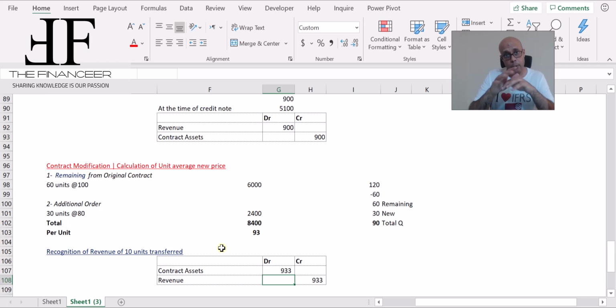Okay? Now, some people will be confused. Are we going to issue an invoice to the customer for 933? The answer is no. You have to issue your invoices based on your agreement with the customer. And you have to calculate the differences in your books as being a contract asset or a contract liability. But at the end of the day, this value, which is 933, will be the revenue of the 10 units that you delivered.